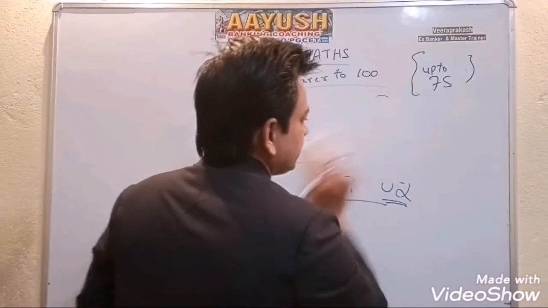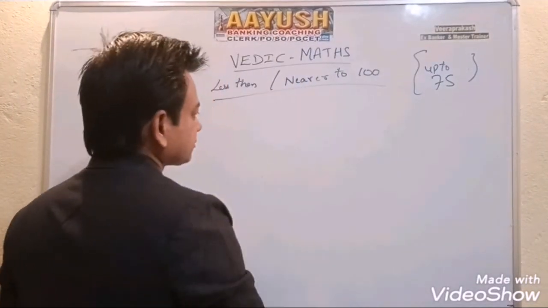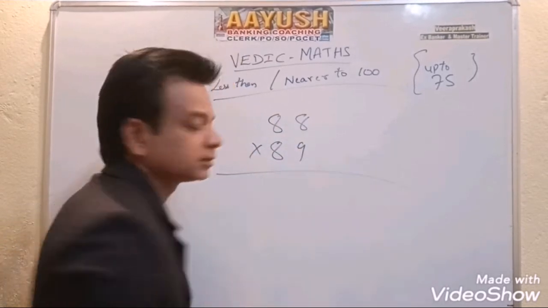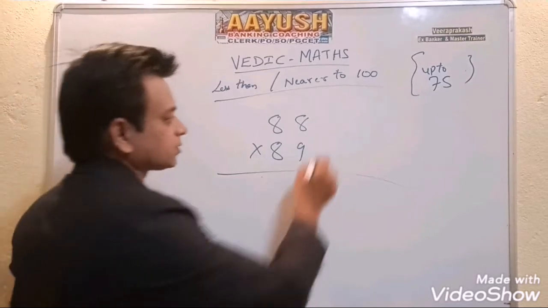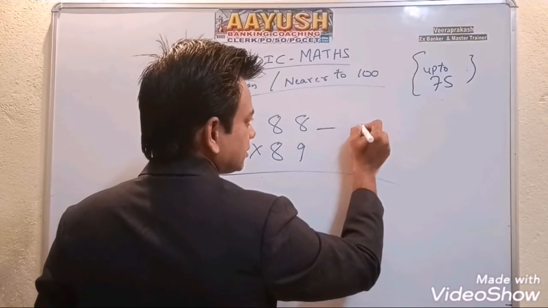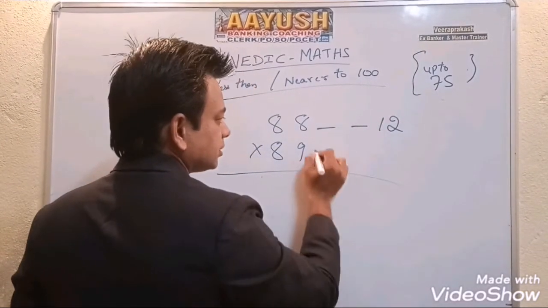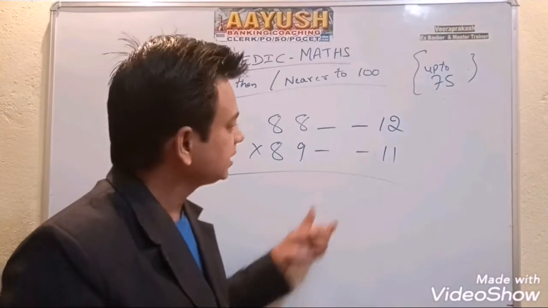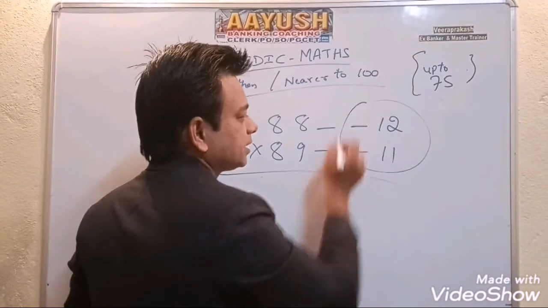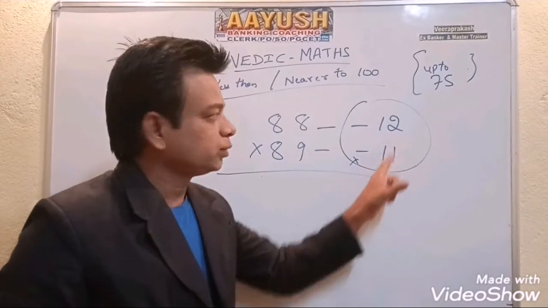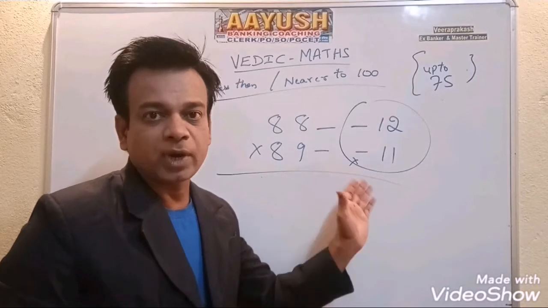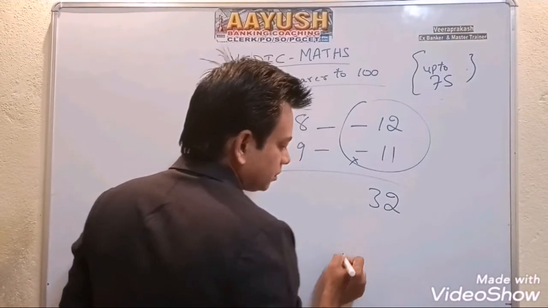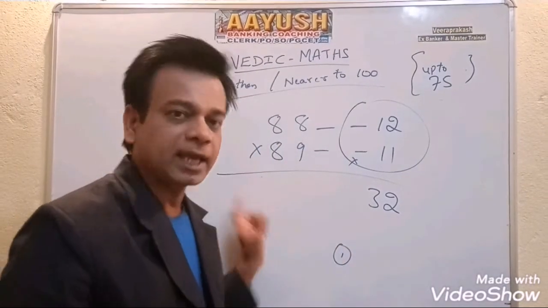Okay, so we'll have another example. Say 88 into 89. Okay, so 88 is 12 short, 89 is 11 short. So as I told you previously, now you must multiply this part. 12 into 11 is 132. So just write 32 and take 1 as carry forward.